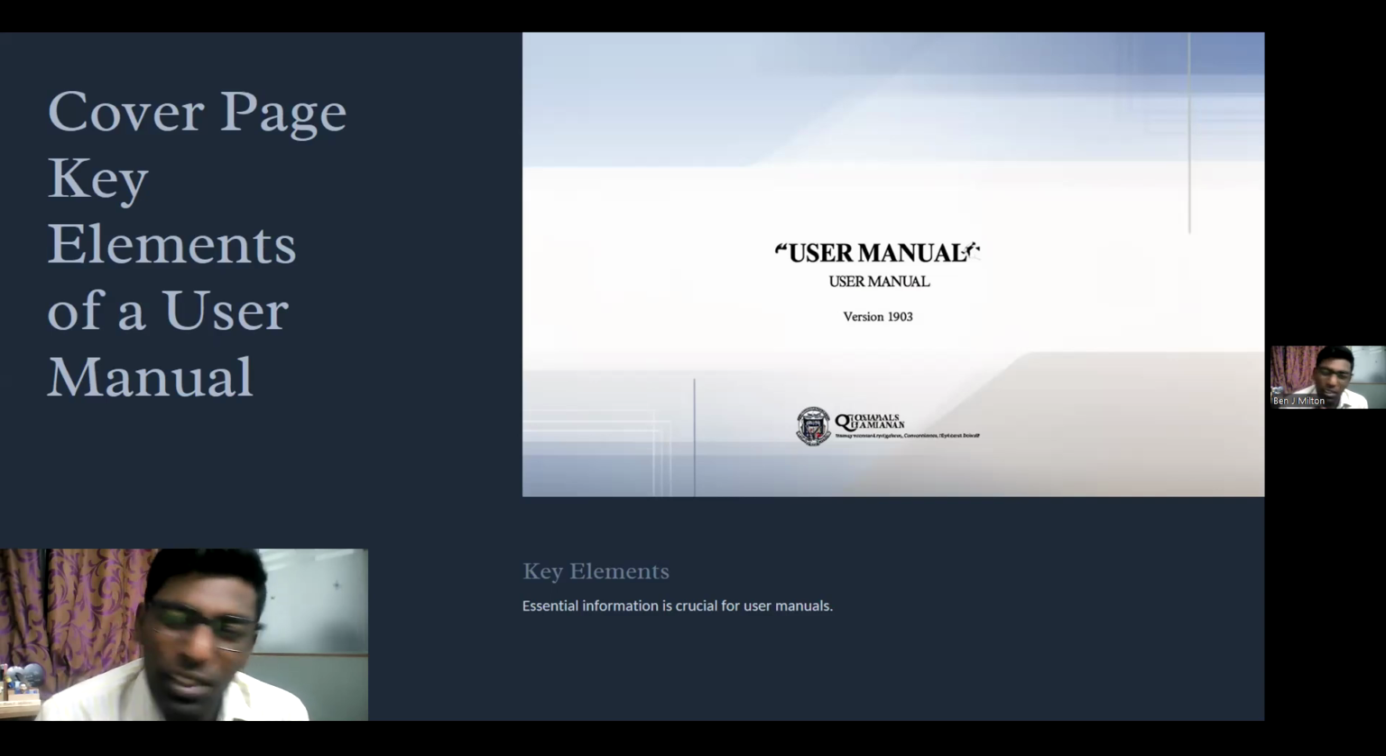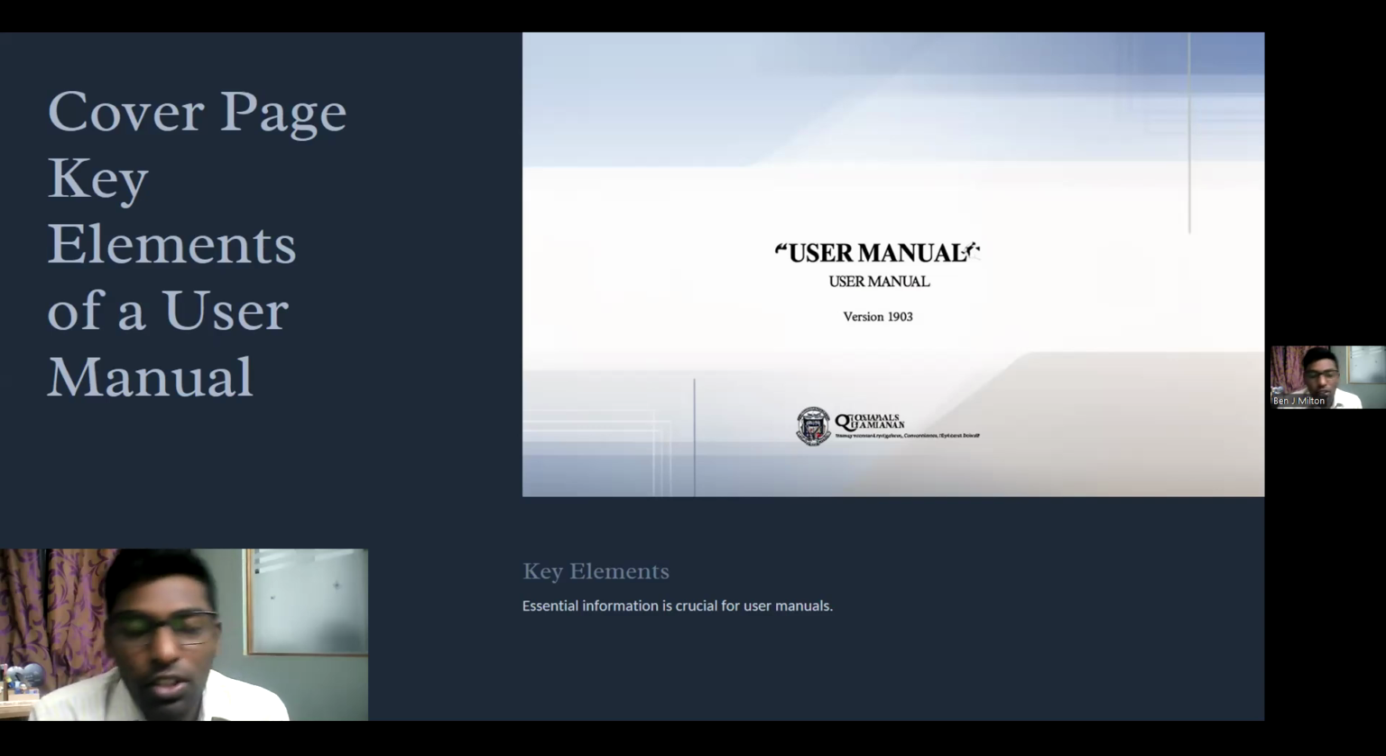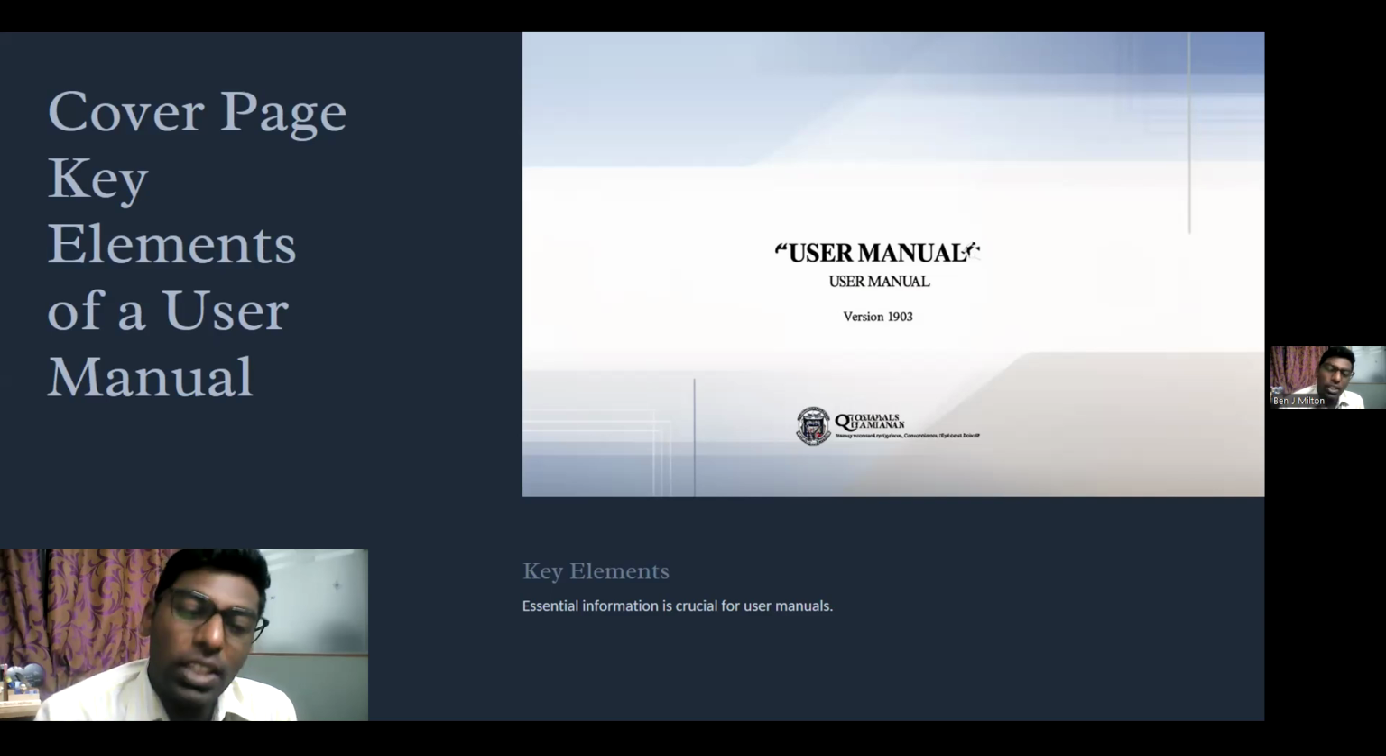Now, as it goes on, there are a few elements or rather a few headings which ought to be there. I'm just going to shed light on a few headings which are more of a prerequisite to each and every user manual. So it is basically essential information, which is crucial for the user of that particular user manual.